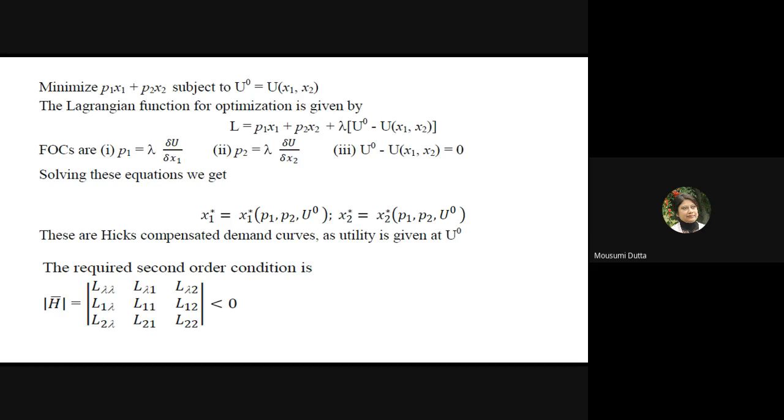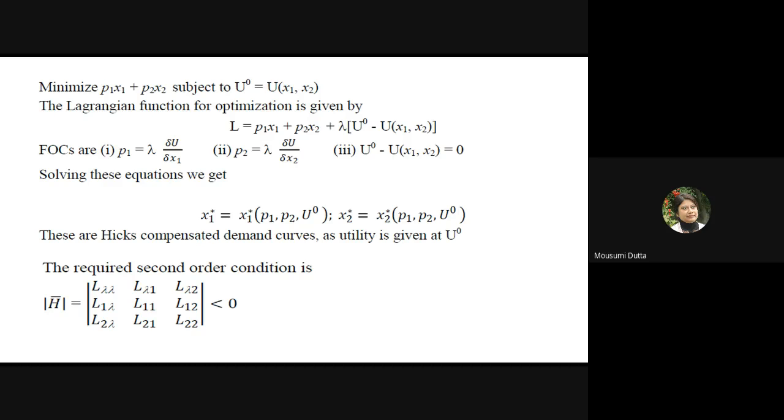So if that is okay, in the mathematical part, we will write one objective function and we will write the constraint. Here, the objective function is the income, the budget. That is, M is equal to P1 x1 plus P2 x2. This is the budget. This is the income, and we will like to minimize it. So minimize P1x1 plus P2x2, subject to the constraint U naught is equal to U of x1, x2. U naught is the specific level of utility. It is given by a specific indifference curve.